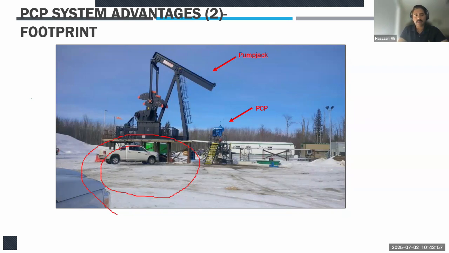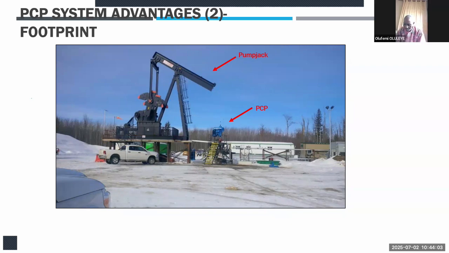The first question is about maximum pressure. The maximum pressure these PCPs can go to is around 36,000 kPa. That is the maximum which I have seen in the industry. That is the maximum it can produce.